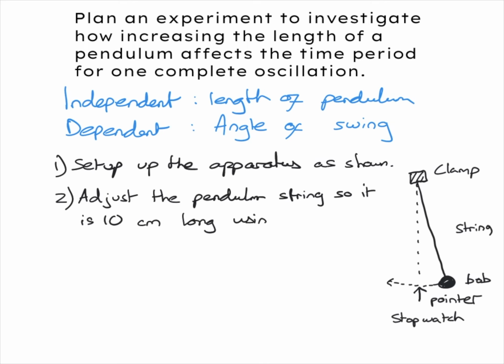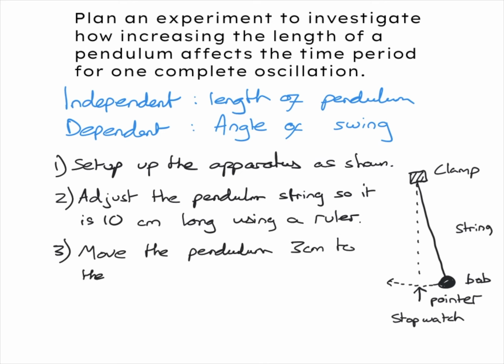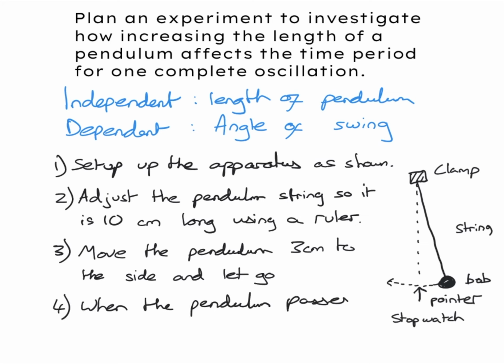Adjust the pendulum string so it's 10 centimeters long. Alright, so I've got a nice sensible length, and I've also mentioned the apparatus that I'm going to use. Move the pendulum 3 centimeters to the side and let go. Why does everyone do massive swings? Not only does it break the mathematics behind it, but the swings go funny as well.